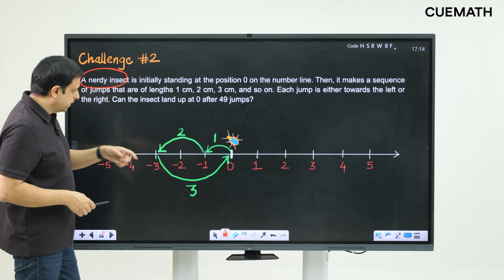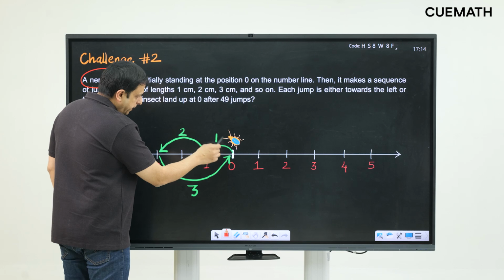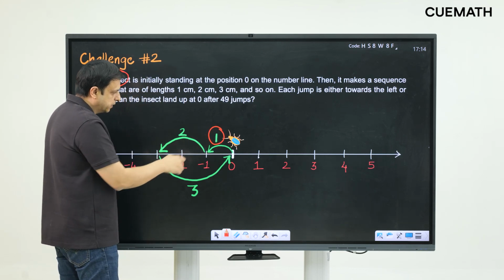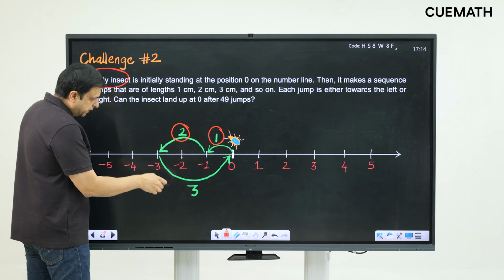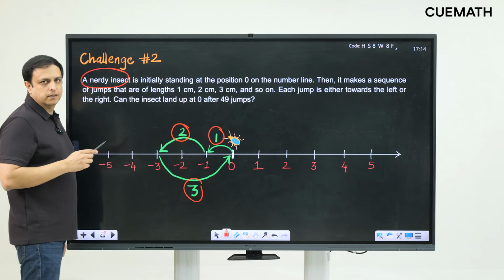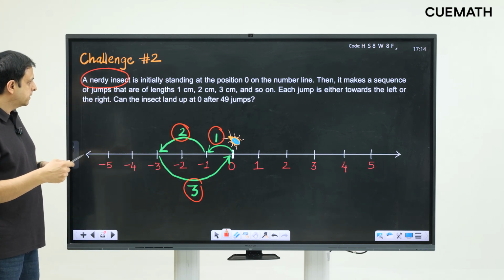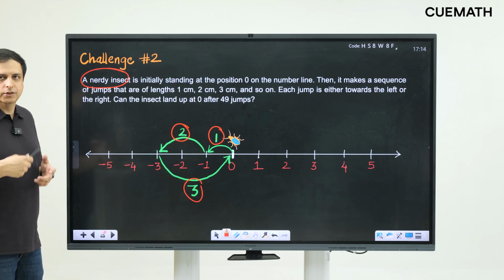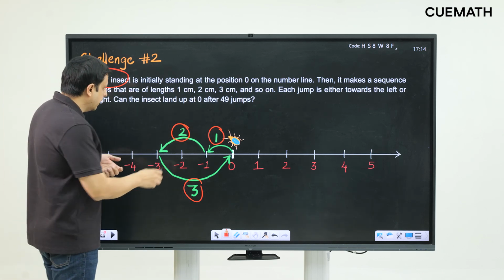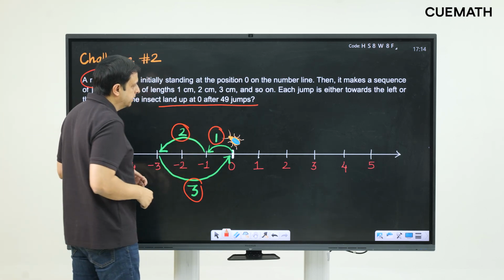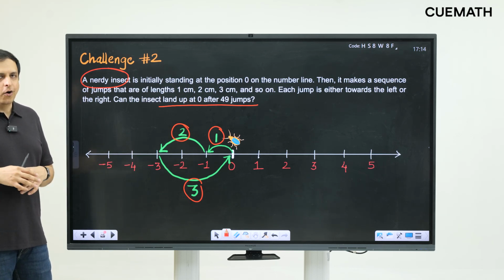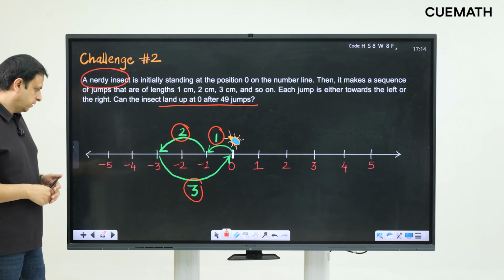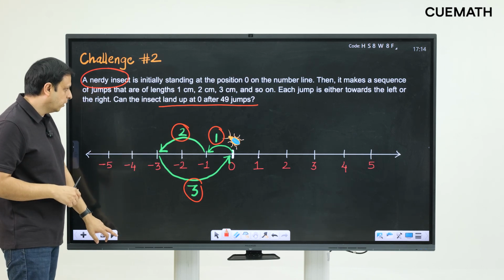So you can see, for example, that the insect's first jump is 1 centimeter towards the left, then the second jump is 2 centimeters towards the left, and then the third jump is 3 centimeters towards the right, and then the insect makes a total of 49 such jumps. So the question says, can the insect land up at 0 after 49 jumps? So that's the challenge you have to solve, and if you are able to figure it out, or if you want to discuss it, you can share your answer or approach in the comments.